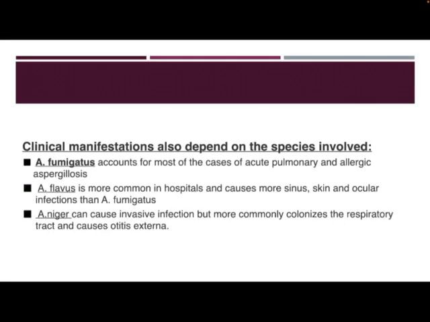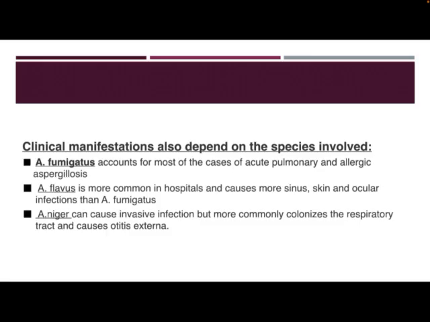Then, what are the clinical symptoms? Before going into the clinical symptoms, I already mentioned that the common species of Aspergillus include fumigatus, flavus, and niger. Aspergillus fumigatus is mainly causing acute pulmonary and allergic aspergillosis, whereas Aspergillus flavus usually causes infections of the skin and also ocular infections. Aspergillus niger is mainly colonizing our respiratory tract.